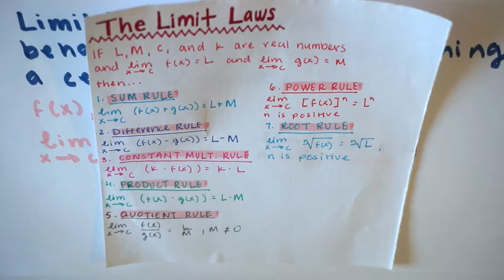And with the power rule, you can basically find the limit of that equation and then raise it to the nth power for the answer. And then with the root rule, you can basically just do the same and find the limit of that equation and then take the nth root of that limit and it will give you the answer. And that's basically the limit laws.